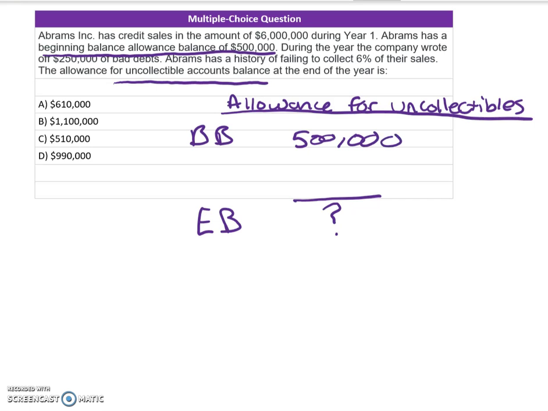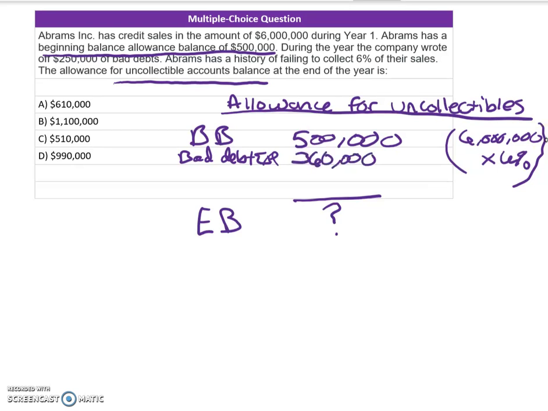So if you remember, the percentage of sales method is going to be an income-based approach. And what this means is what we're calculating the percentage of sales as will be a direct computation of our bad debt expense. Whereas the percentage of accounts receivable will be calculating our required ending balance. So our bad debt expense is going to be 6% of our $6 million in sales, which is going to be $360,000.